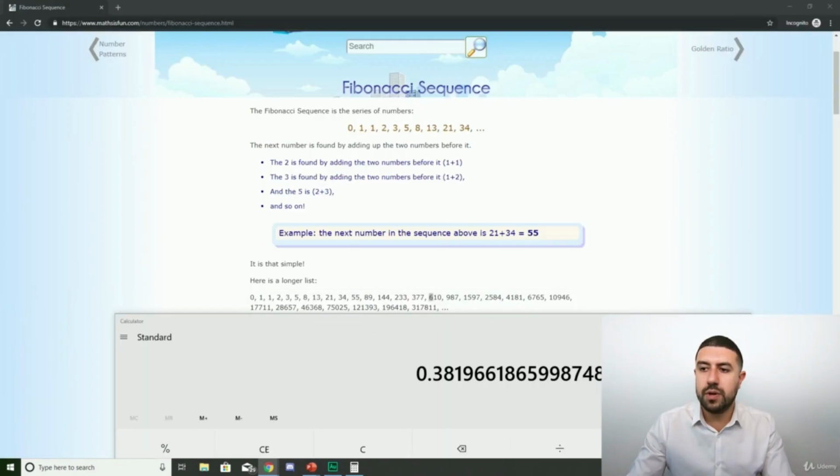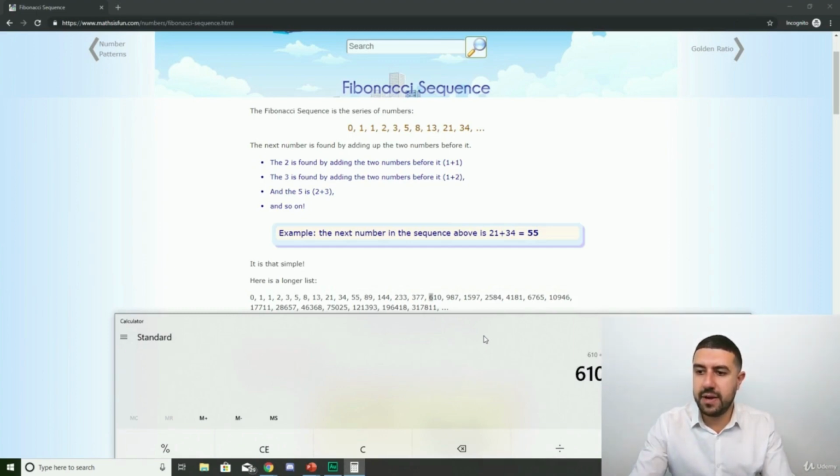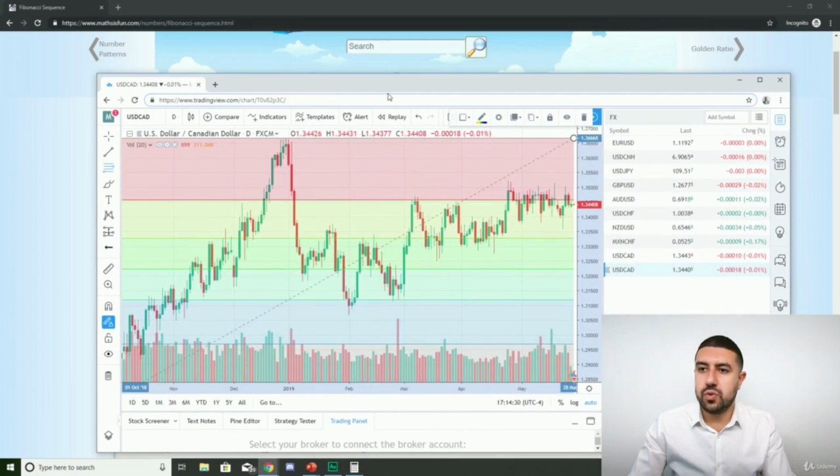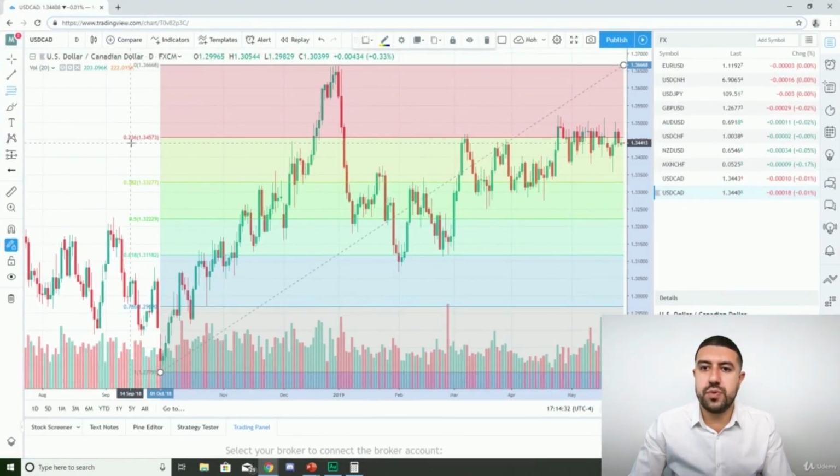And if I go another one further, so let's say I go 610 divided by, not this one, but this one, 2584. And I could have chosen any numbers and divided it by the 2 after that. It'll give me the same thing. I'll get the 23.6 level here.